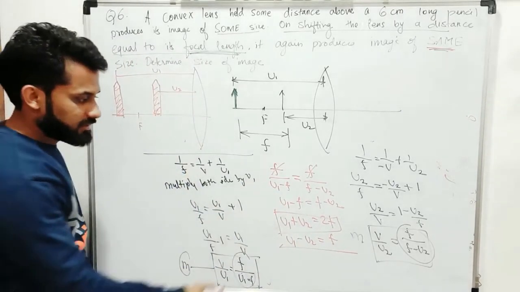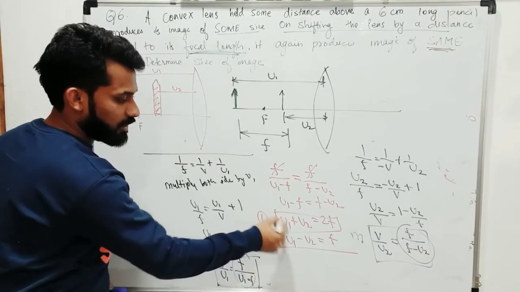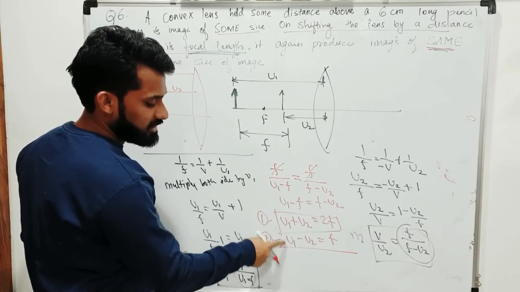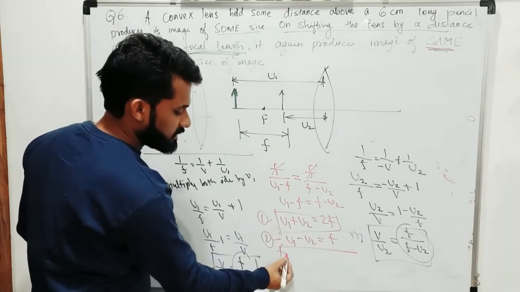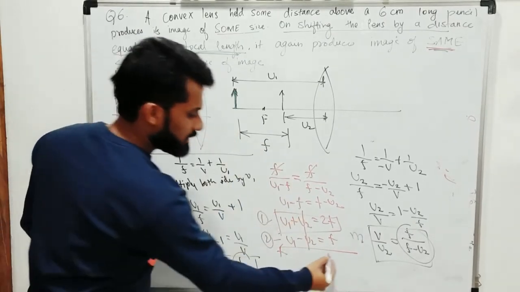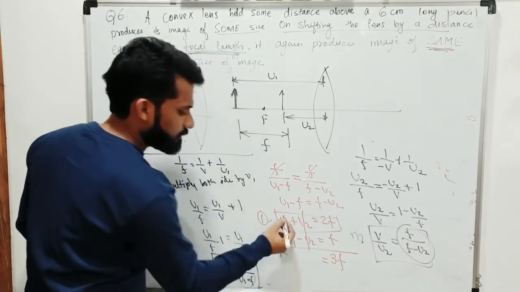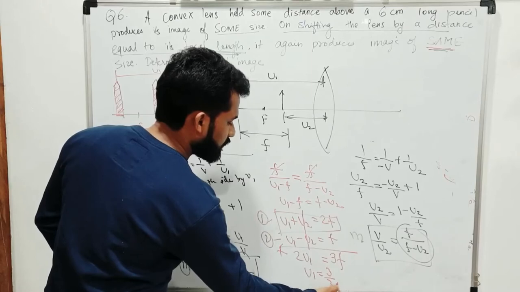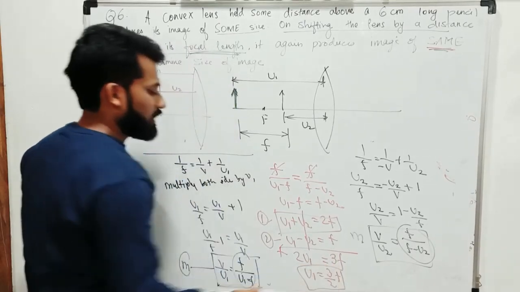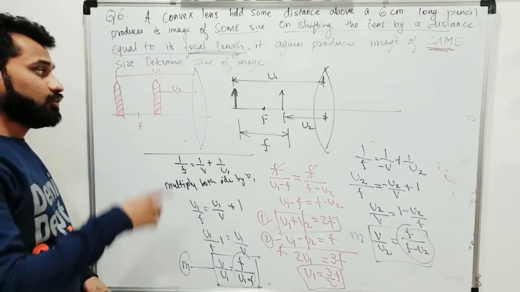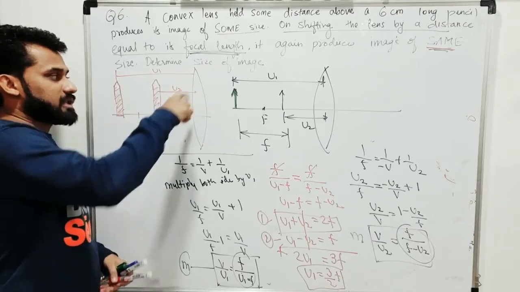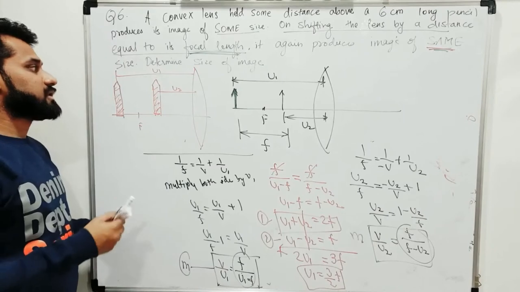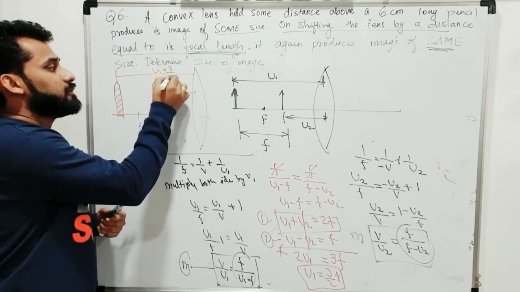And from equation number 1 and 2, solving these two equations, I will get the value of u1 and u2. What is the value of u1 if I add both the equations? u2 will cancel. This will become 3f equals 2u1. Hence, u1 equals 3 by 2 f. So now we got that u1, the original position of the object, was 3 by 2 f.